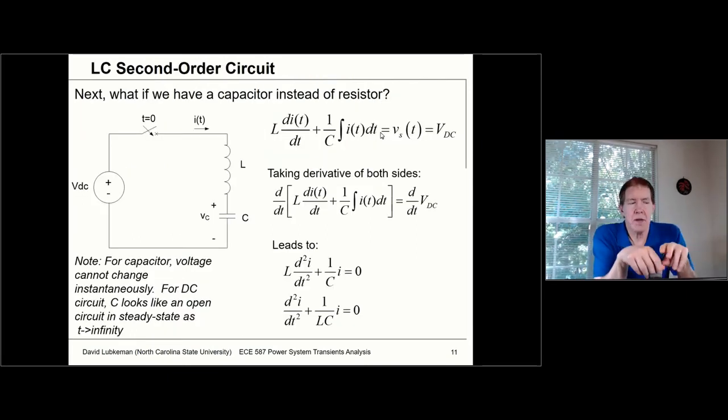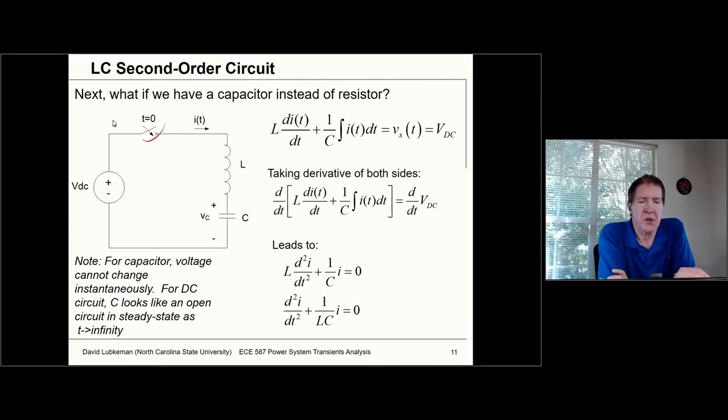We're going to spend quite a bit of time also looking at solutions to second order systems that have a combination of inductance and capacitance. If you were going to excite this again by a DC source, where this switch is closed at time equals 0, then the boundary condition associated with the capacitor is that the capacitor voltage cannot change instantaneously. For an inductor, it's the current that cannot change instantaneously. For a capacitor, it's the voltage.